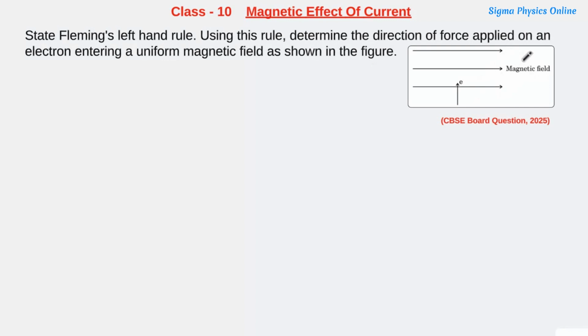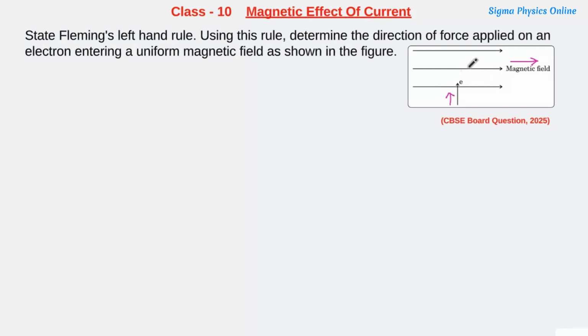Alright, so here we have been given a figure in which there is a magnetic field and the magnetic field direction is from the left to the right, as you can see over here. Then we have an electron which is going in the upward direction, that is perpendicular to the magnetic field. Now we know that this electron will experience a force when it passes through this magnetic field. As a result of this force it will be deflected. In which direction it will be deflected, we have to find out using Fleming's left hand rule.